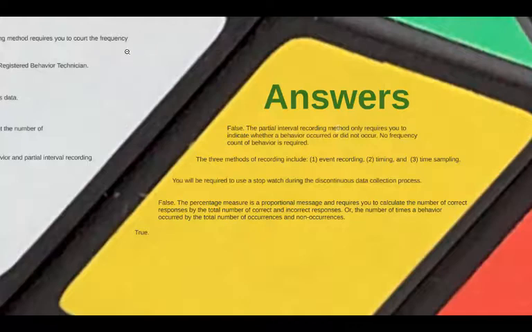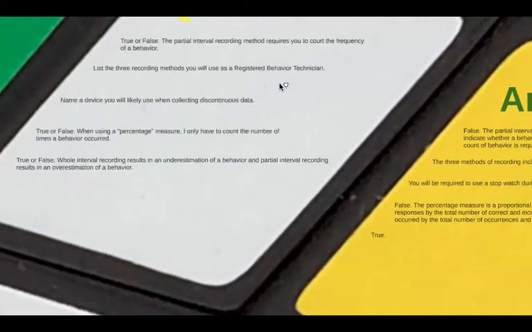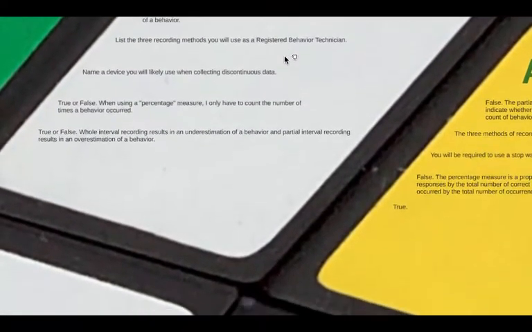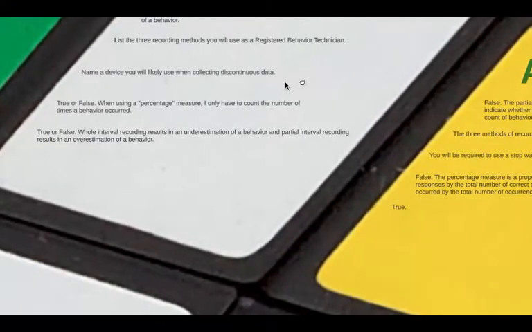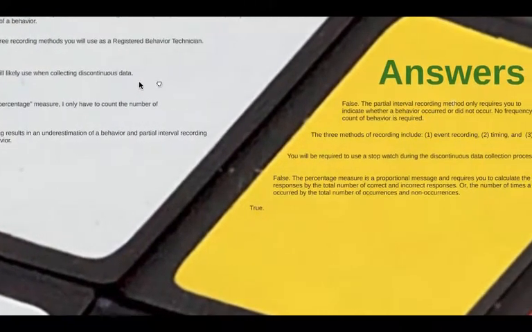So once again, one of the things I've emphasized is that as a registered behavior technician, you'll be using a variety of recording methods. You'll be using continuous recording methods, you'll be using discontinuous recording methods, and that will be your requirement. Name a device that you'll likely use collecting discontinuous data.